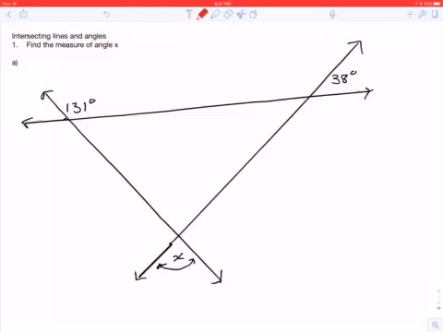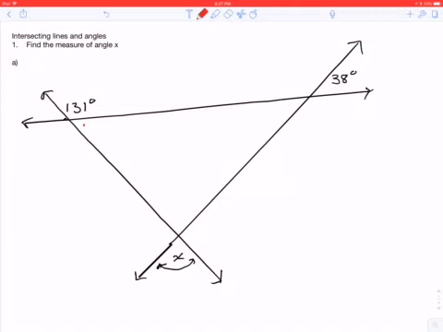These three intersecting lines form several angles. To find the measure of angle x, notice that the three intersecting lines also form a triangle. So if we can find the interior angles of this triangle, we can find the measure of angle x.